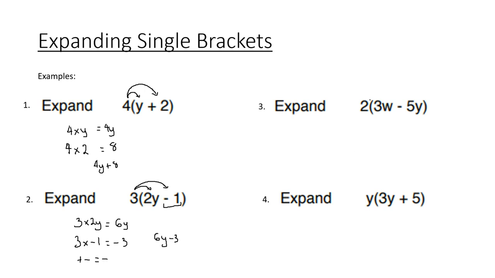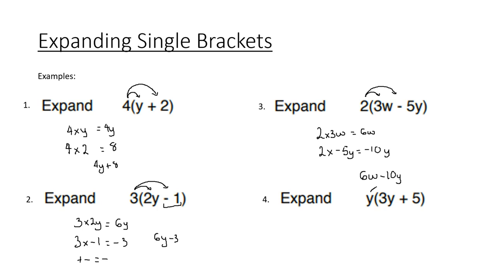Let's have a look at this question here. So same thing, multiplying everything outside by everything inside. So we've got 2 multiplied by 3w, and then 2 multiplied by minus 5y. So 2 times 3 is 6, and we've got our w. 2 times minus 5, a plus and a minus gives us a minus, so 2 times 5 is 10, and then we have our y. We now put these two together, so our final answer will be 6w minus 10y.